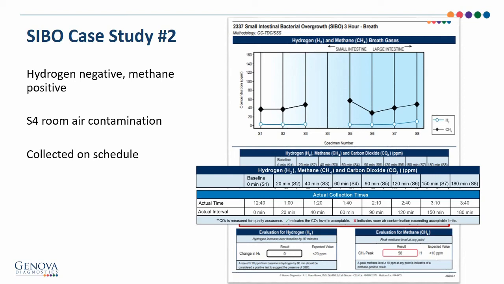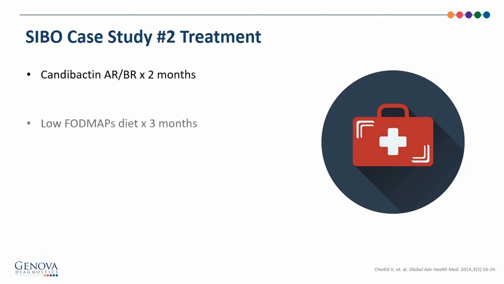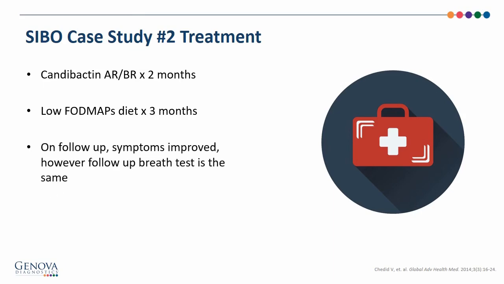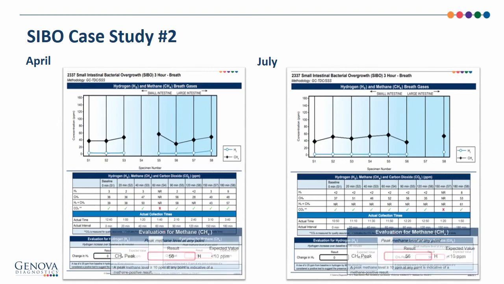I also look at the actual collection intervals, and here we see that he did collect the samples at the recommended times. The patient was prescribed Candibactin AR and BR for 2 months and a low FODMAPs diet for 3 months. On follow-up, his symptoms had improved. Here we see, similar to the last case, that even though symptoms improve, the test results were pretty much the same. The methane was exactly the same at 56.